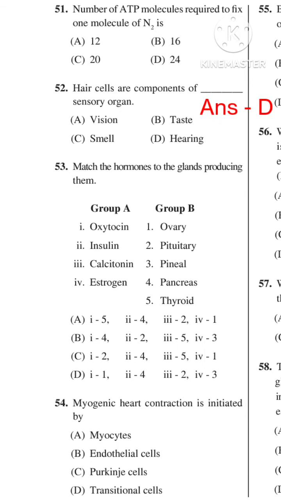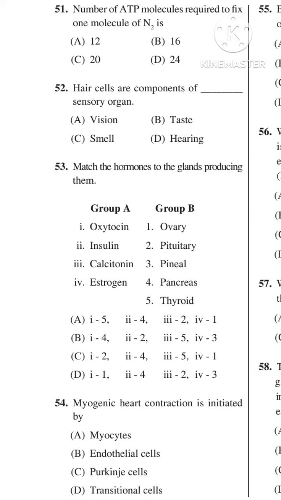Question number 53, match the hormones to the glands producing them. So very important and very easy question. So now one oxytocin, you know that it is produced by, yes, pituitary gland, and insulin produced by pancreas, calcitonin thyroid, and estrogen ovary. Therefore the correct answer is option C.